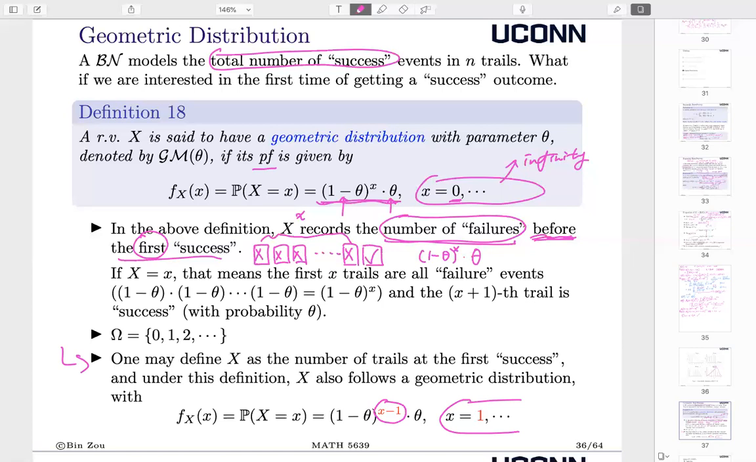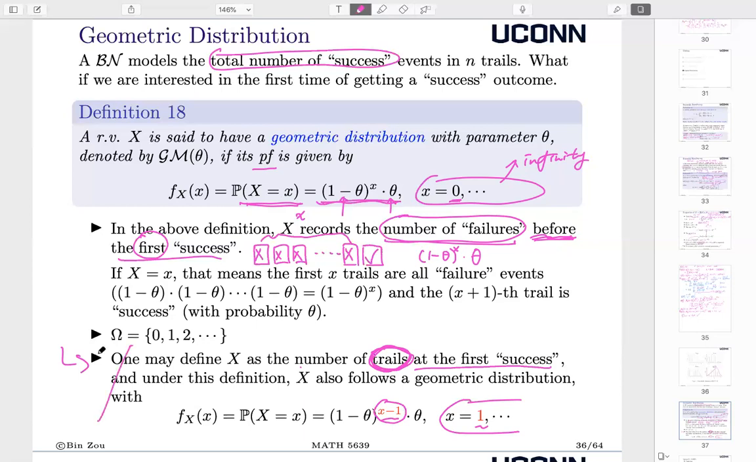It needs at least one trial for me to get 1 success, right? So in this case, what I model is the number of trials up to the first success. So in this alternative definition, what we model is actually x plus 1. So that's the reason why we will need to start with 1, instead of 0. And here, what we have is x minus 1 instead of x, okay?